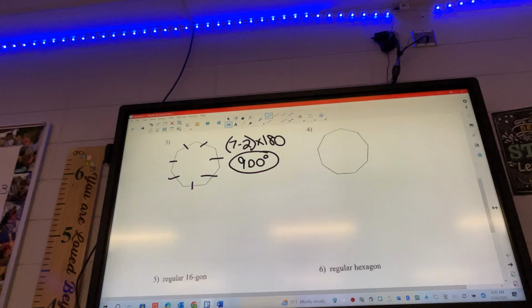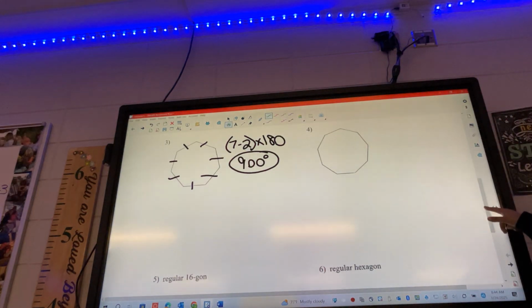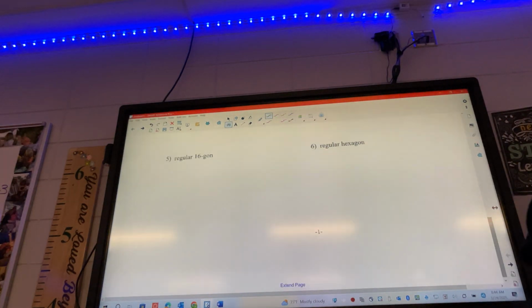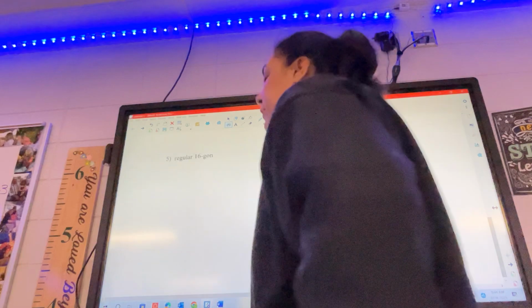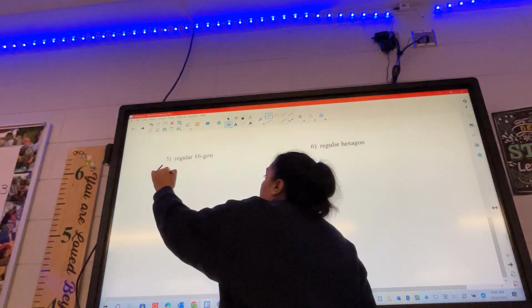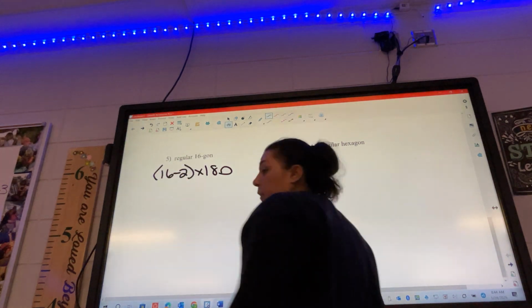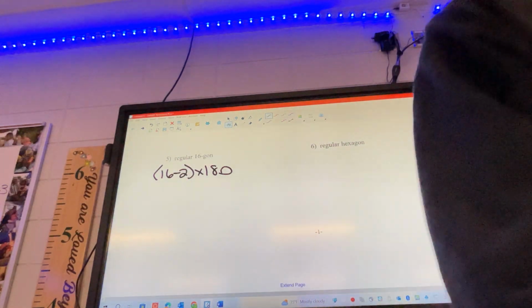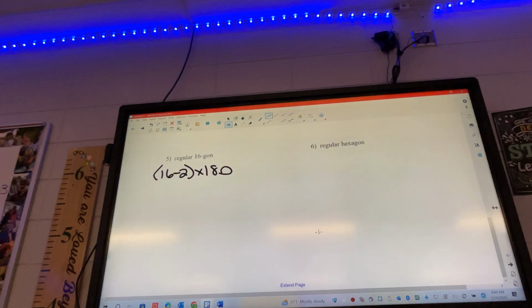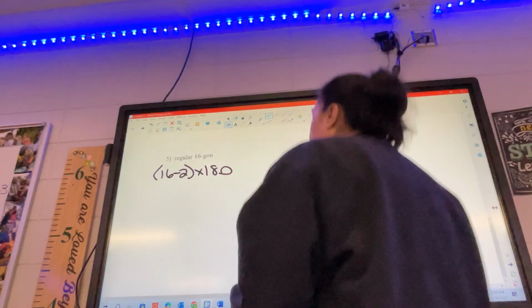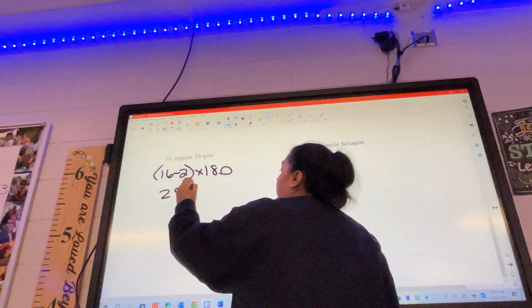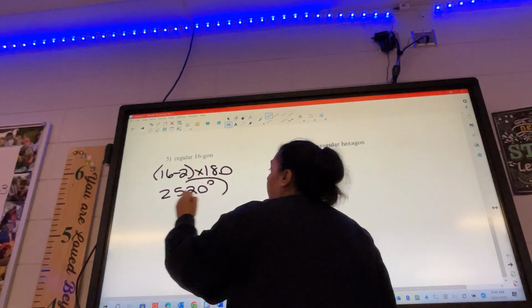Okay, what's different about number 5? So instead of showing the shape, they just gave us a number, but you're going to use the same formula and everything, so it's going to look like 16 minus 2 times 180. Okay, and what is that? 2520. 2520, somebody agree? Okay.